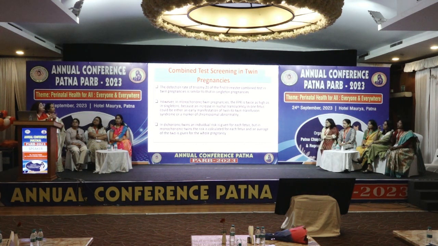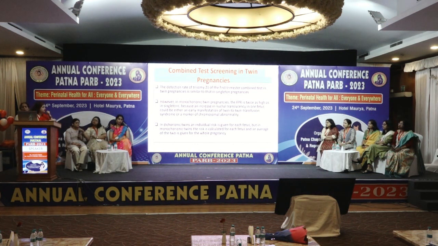So basically, when you're measuring NT in a monochorionic pregnancy, the average of the two NTs is taken. Whereas in a dichorionic pregnancy, the NT is specific to that particular fetus. So that's the difference. Whereas in a monochorionic, you will have to take an average, isn't it?